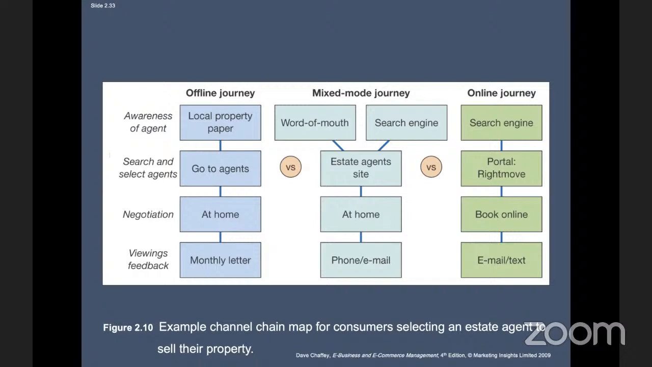Next, when they combine, they go to the estate agent sites, right? What are the most successful estate agent sites, and then at home, and then phone and email, and they communicate and go towards the purchasing. And then the online journey. In the online journey, it is search engine, then portal, Rightmove, and then book online, and then email and text.